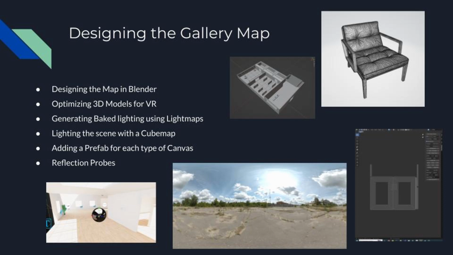We placed reflection probes around the scene so that real-time reflection would work, and we used a nice cube map to light the scene, which gave us the realistic looking sky overhead, and you can see it's down here in the image below.